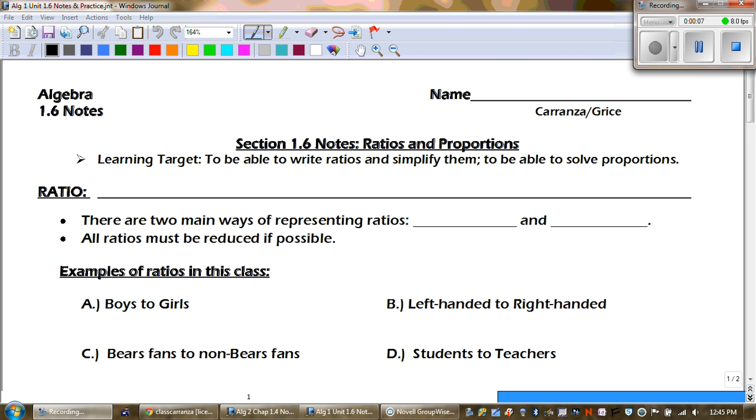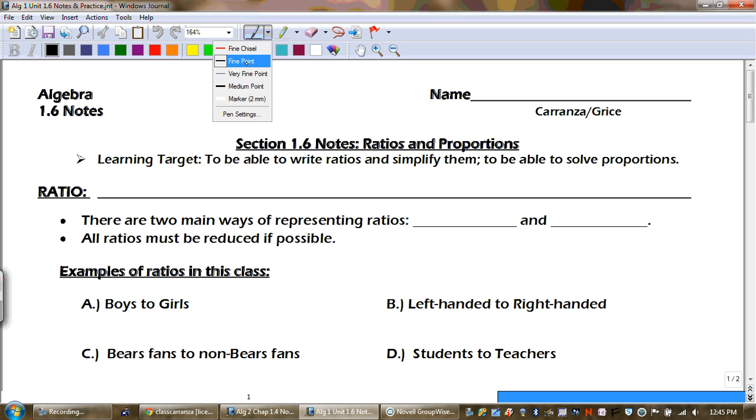Today we're talking about ratios and proportions. Our learning target today is to be able to write ratios and simplify them, and to be able to solve proportions. Now, exactly what is a ratio?